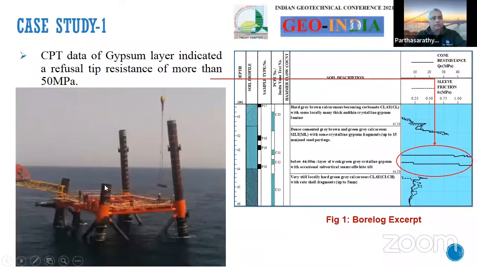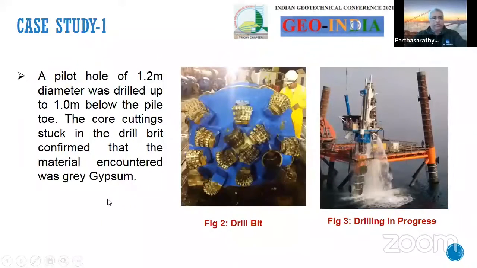So all the plans were made to prepare and put the drilling rig on top of the pile. A pilot hole of 1.2 meter diameter was drilled up to 1 meter below the pile toe. And this is really important. You cannot simply take out the core below the pile tip unless you are extremely confident that it is purely cohesive, where there is no collapse of the borehole. If it were otherwise, I think you need to keep that level above the pile tip.